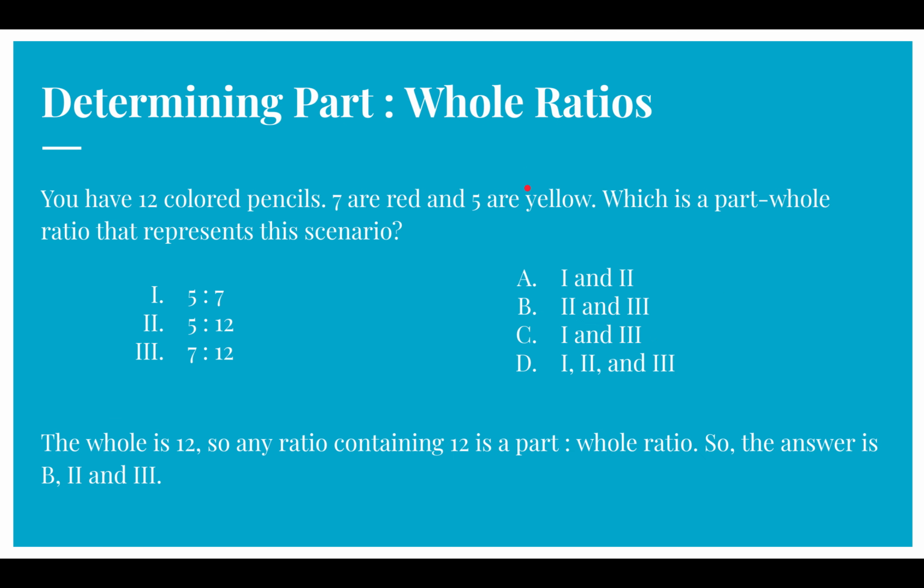So, determining part-whole ratios. You have 12 colored pencils. 7 are red and 5 are yellow. Which is a part-whole ratio that represents this scenario? Option 1 is 5 to 7, option 2 is 5 to 12, and option 3 is 7 to 12. So anything that involves 12 would be a part-whole ratio, because 12 is our total amount of colored pencils. This one does not have 12, so it's not the right answer. But the next two both have 12. So in our answers, we have to look for 2 and 3, which is B. So B is our correct answer.